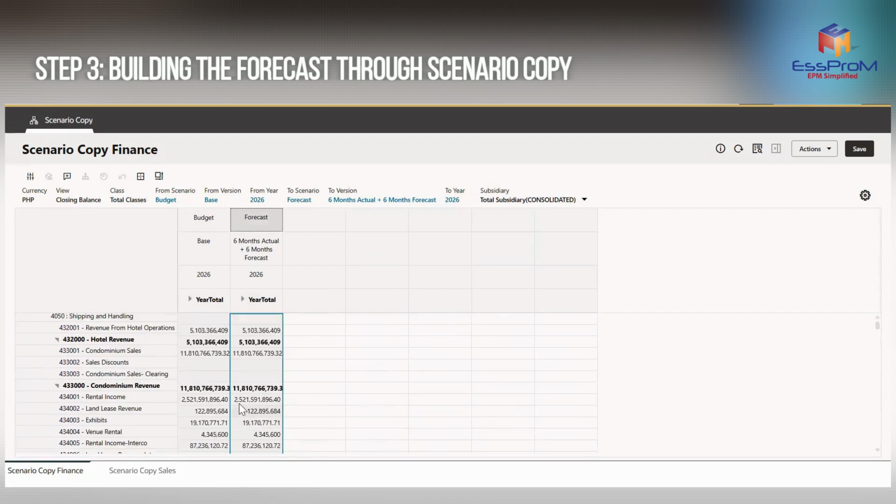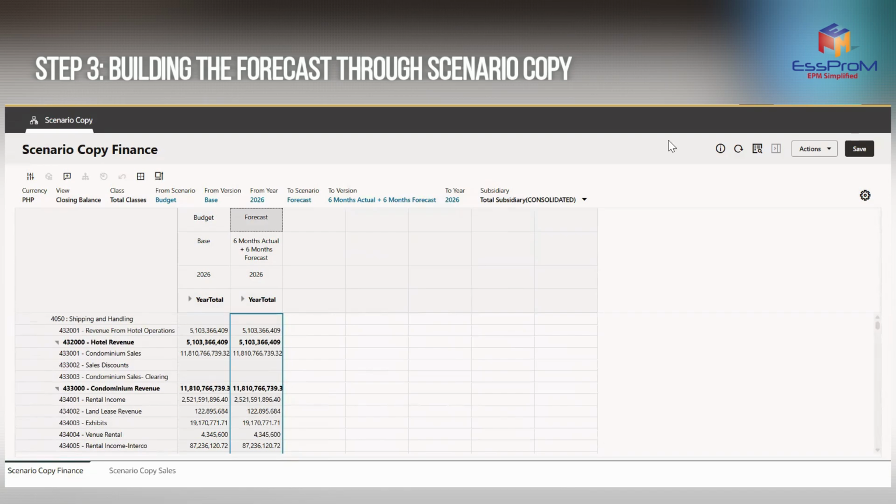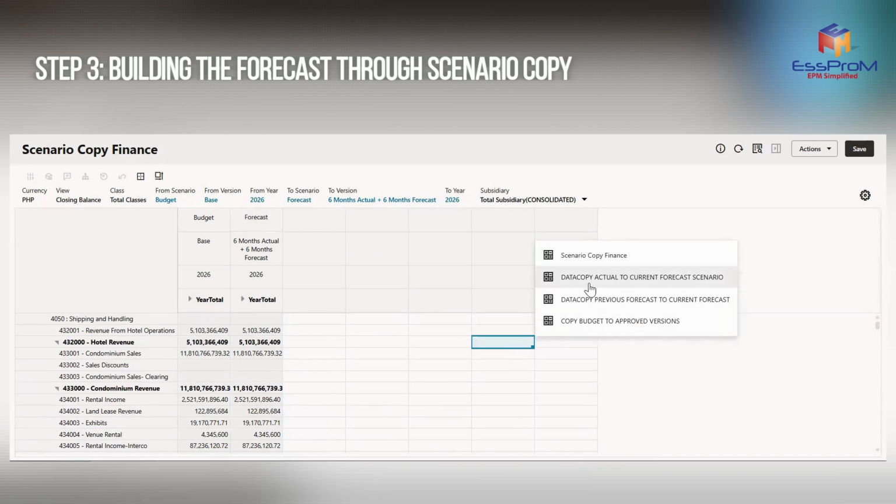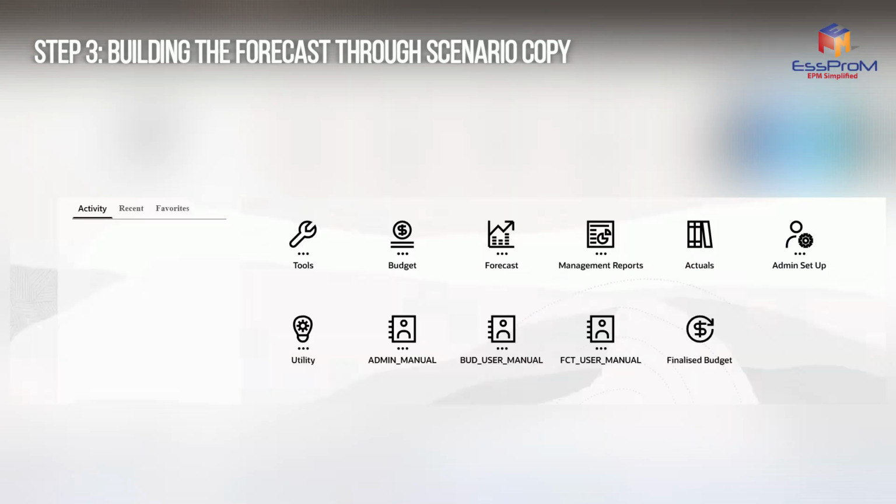Once the scenario copy is executed successfully, a confirmation pop-up message will appear, and you will be able to see the copied data reflected side by side in the application. The next step is to override the actual months by performing a data copy of actuals into the forecast scenario using the Data Copy Actual to Current Forecast Scenario option. This copies the actual month's data, in our case, the first 6 months, January through June, from the actual scenario into the forecast scenario.